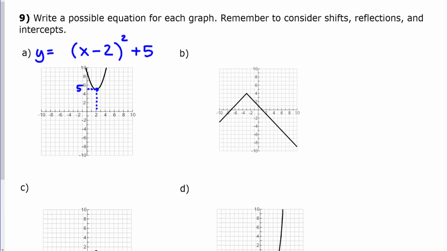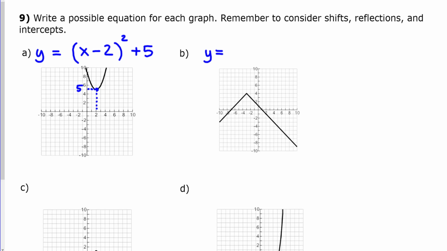This parabola is opening upward, and so the coefficient on the outside is positive. You don't need to write that, so I'm just going to, whoops, I need to make that eraser smaller. There. Part B.